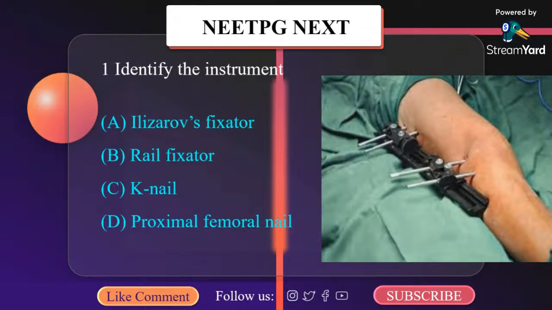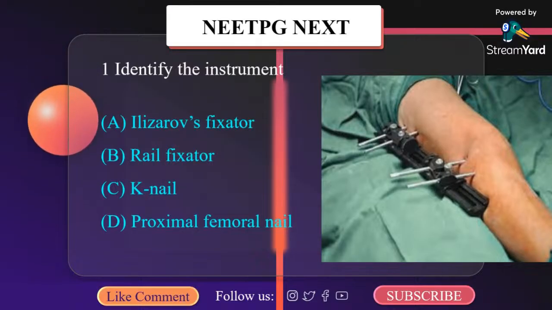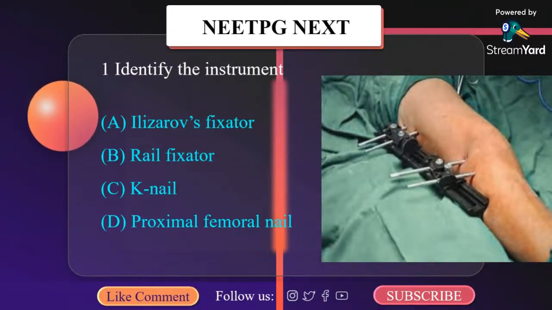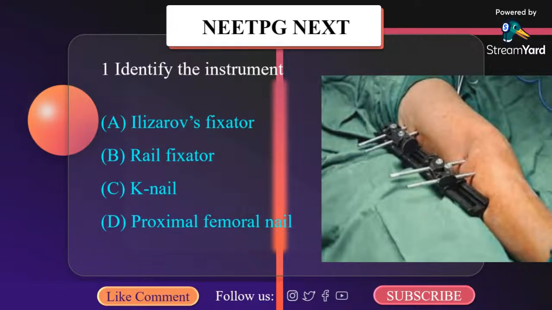Identify the instrument. Four options are given. A. Elizarov's fixator. B. Rail fixator. C. K-nail. D. Proximal femoral nail. It is a fixator that's very typical of it. Now let us look at the options.